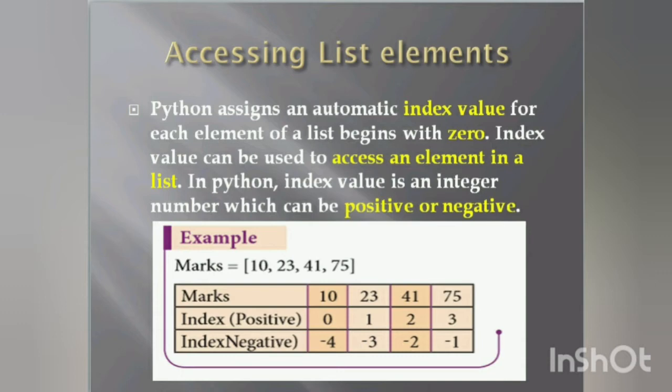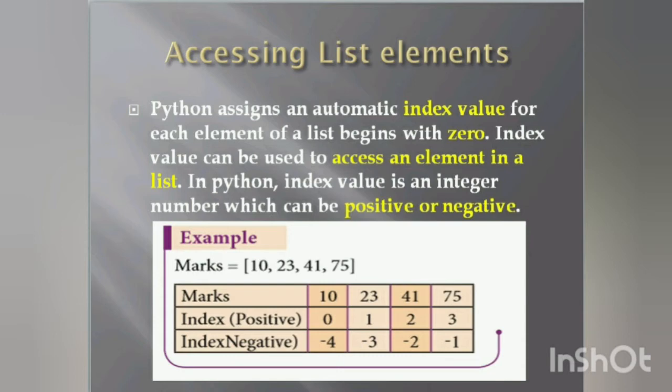Here marks is equal to, within the square brackets, 10, 23, 41, 75. If any elements are specified within square brackets, that is known as a list. Here marks is a variable with 10, 23, 41, 75. These are the elements in a list. Now look at how it's positioned: marks 10, 23, 41, 75.